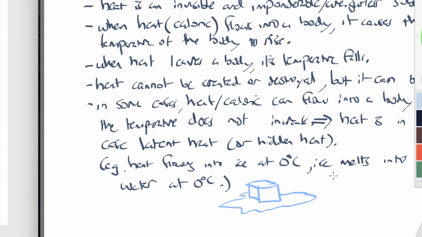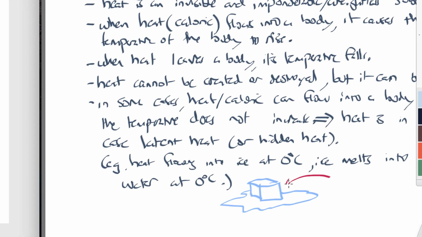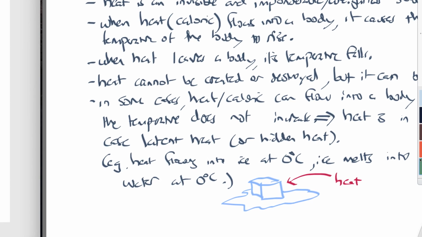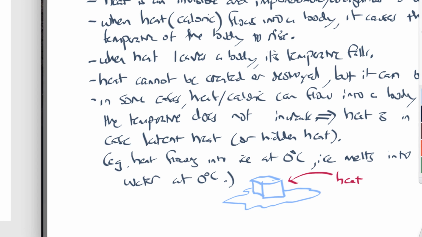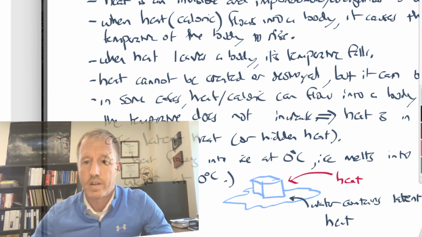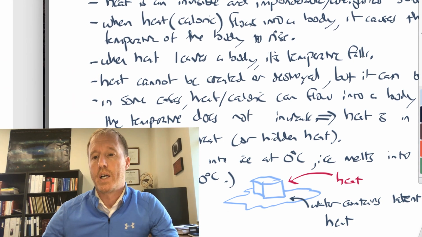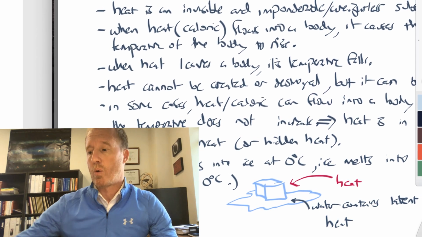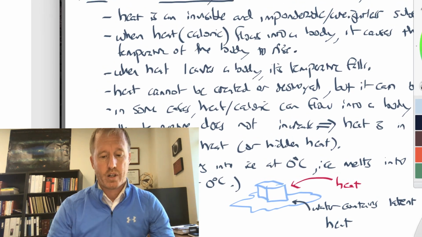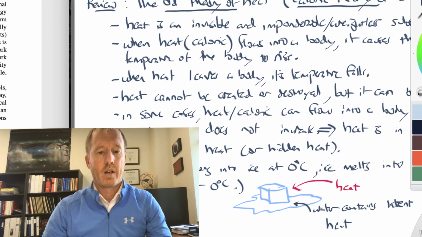So you imagine this heat going into the ice, melting it, but the temperature stays the same. So what is said to be the case, according to the caloric theory of heat, is that the water contains latent or hidden heat. And of course, when that water turns back into ice, it gives up that latent or hidden heat. That is the caloric theory of heat.